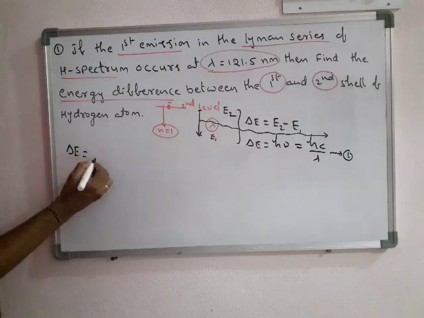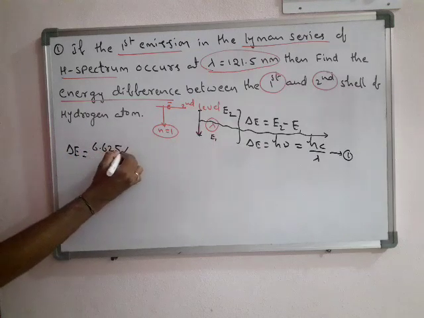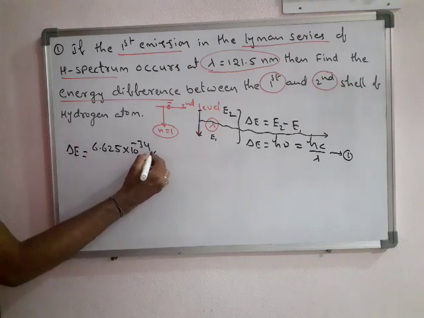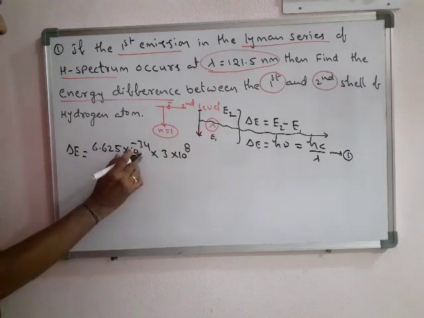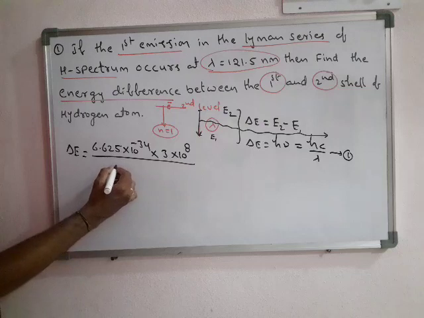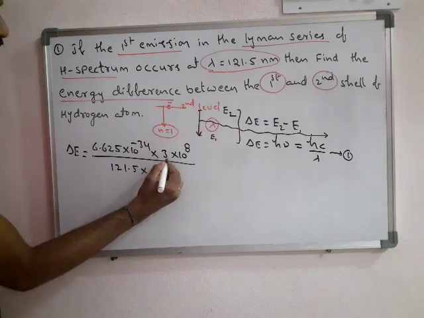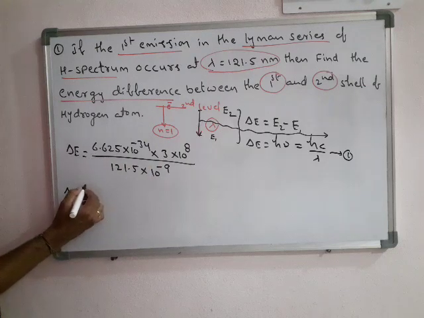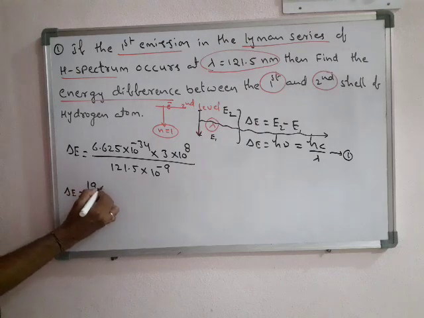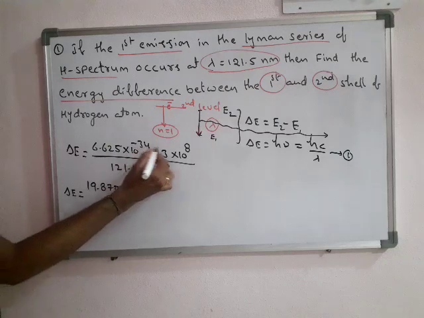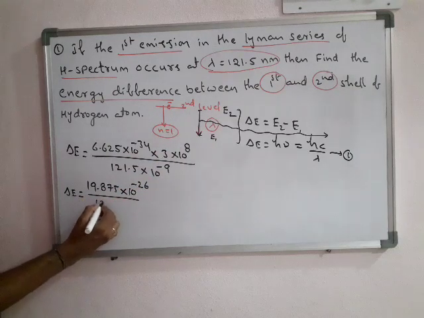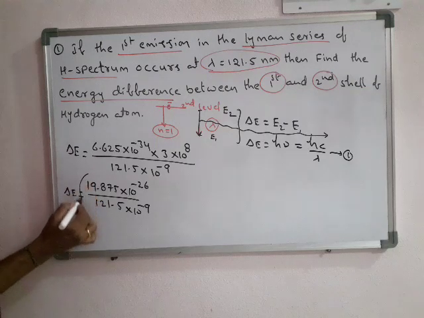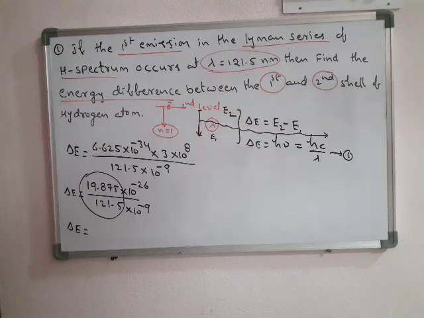Delta E is equal to h, which is 6.625 into 10 to the power of minus 34 joule second. Next, what is c? Velocity of light, in meters per second. What is lambda? 121.5 nanometers. Since we follow the SI method, convert it into meters. In this calculation, we get 6.625 into 3, approximately 19.875, into 10 power minus 26, divided by 121.5, so approximately we will get 0.163.